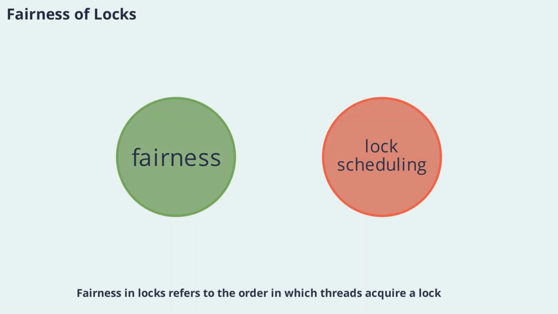Fairness in locks refers to the order in which threads acquire a lock. A fair lock ensures threads acquire the lock in the order they requested it, preventing thread starvation.